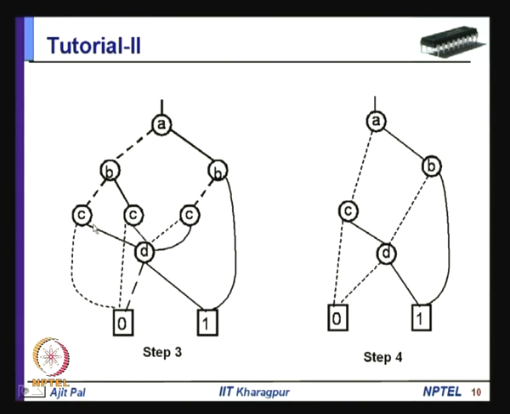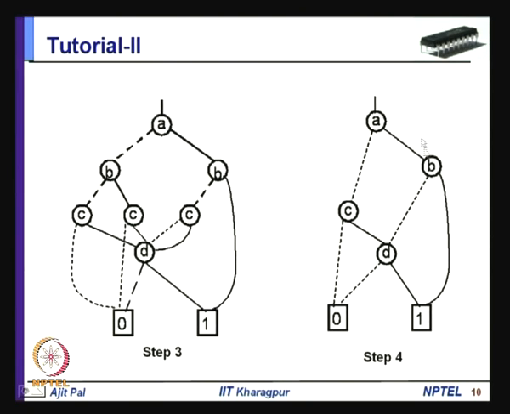So, by combining these two C's and removing this C, we get this final ROBDD, because you cannot really minimize it any further. Neither any edge nor any node can be removed from this. So, this is the final ROBDD we get after all these simplifications.